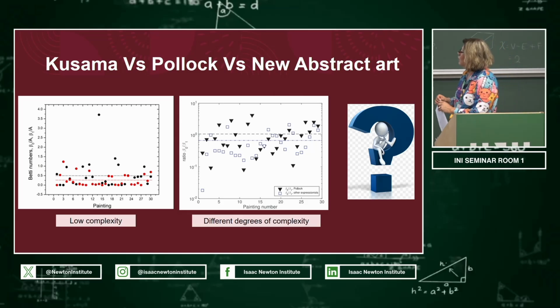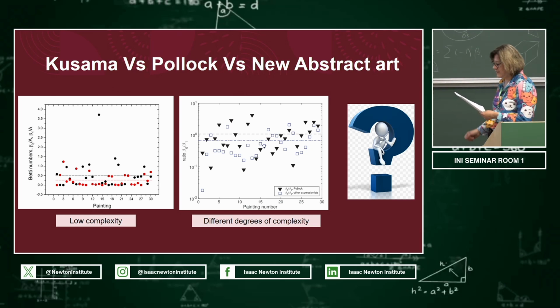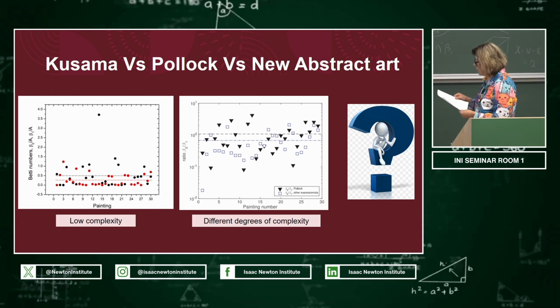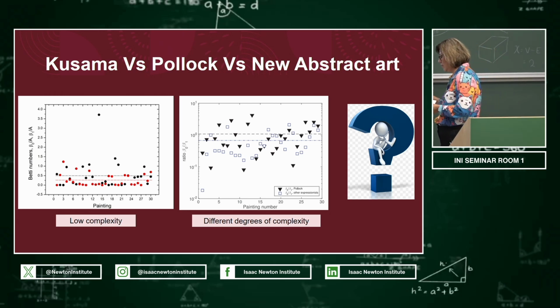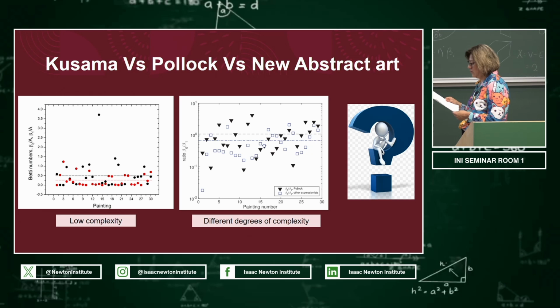Well, the complexity of Pollock compared to Kusama is very high and different. Kusama is an example of low complexity compared to Pollock. However, we would like to know how Pollock's complexity compares to the new abstract art. The technique has evolved. There are new artists, new expressive forms, new images to analyze, and we would like to know how that comparison looks now.